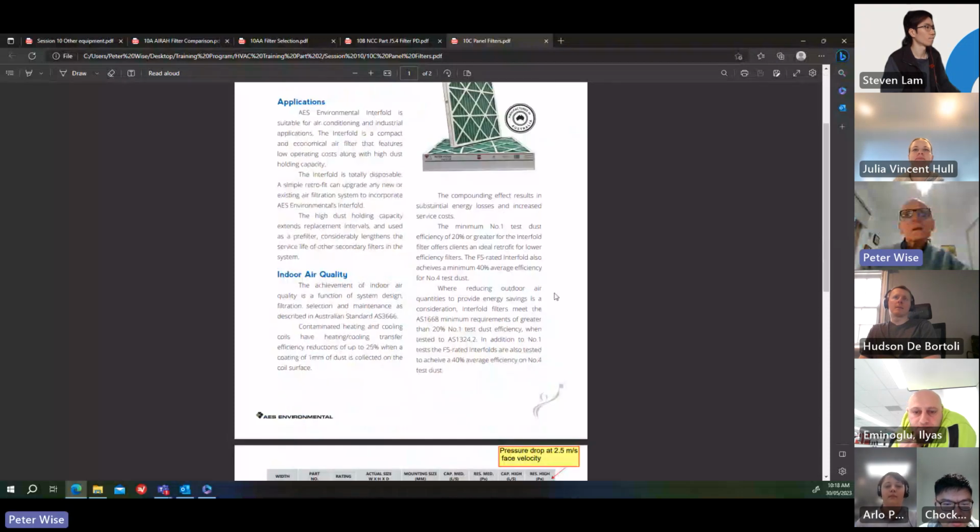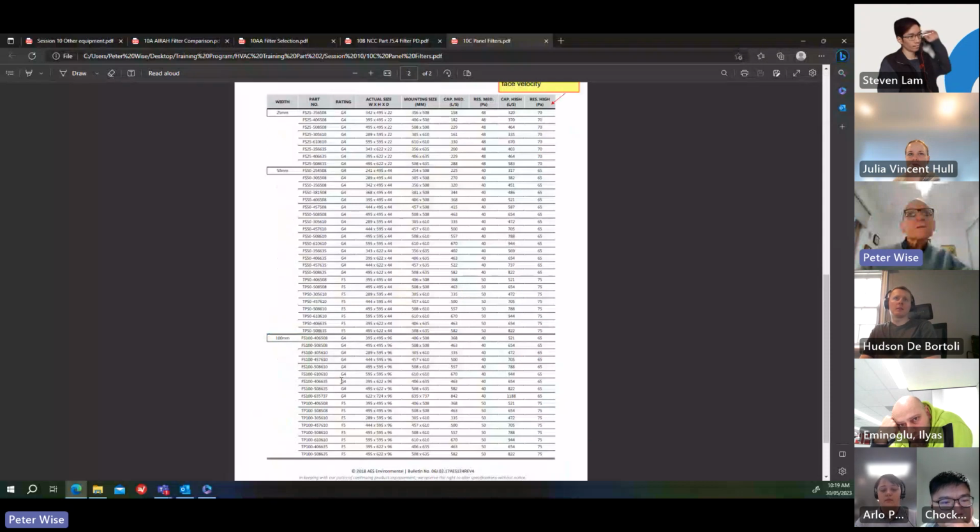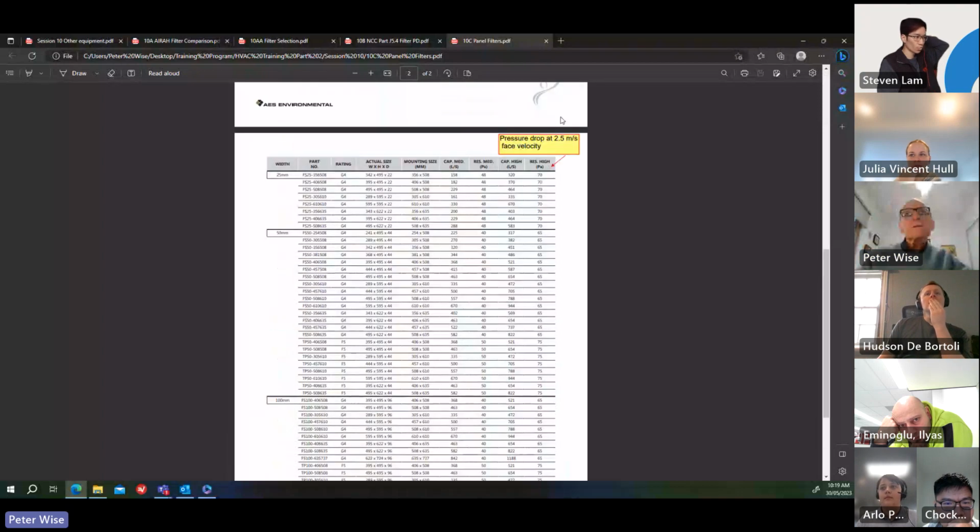So this table here gives details for 25, 50, and 100 millimeter, the ratings G4 through to F5. And in the right-hand column is the pressure drop at 2.5 meters a second face velocity. 2.5 meters a second is what they're tested at. That's why they give that rating there. But you might choose to use a lower face velocity to get the pressure drop down and improve the effectiveness of the filter.